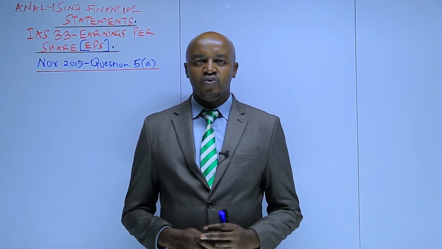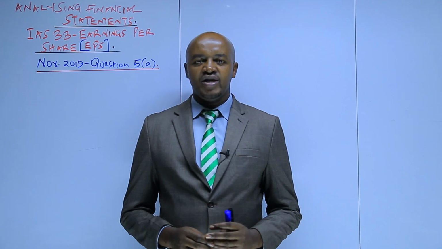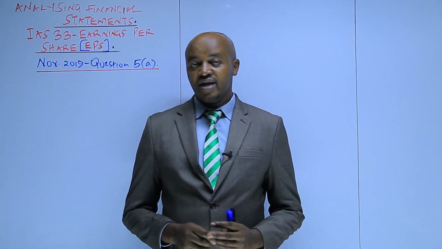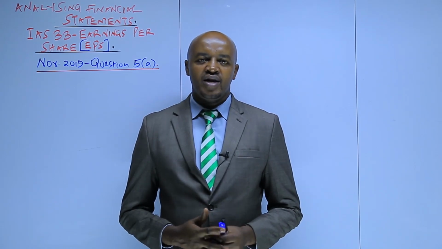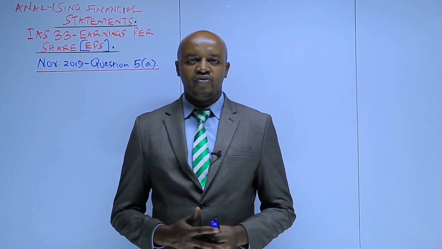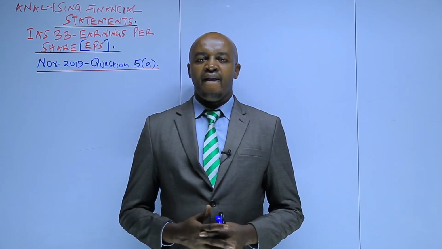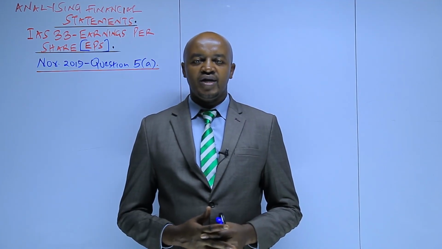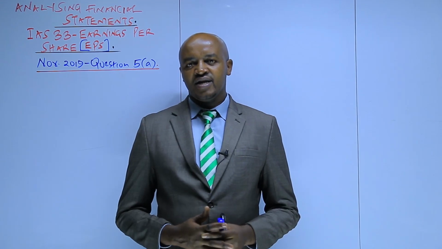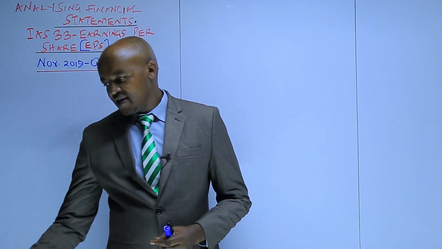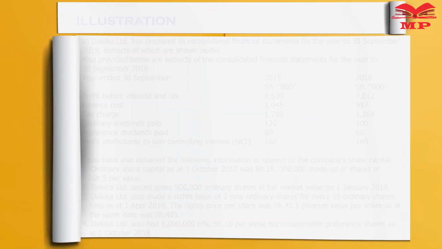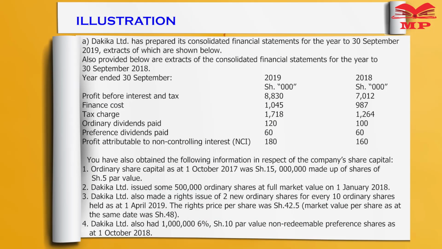In lesson number 2, we defined what is basic earnings per share, and looked at how basic earnings per share is computed, and also we discussed some of the reasons as to why the number of ordinary shares issued at the start of the year may change. So in this session, I want us to do an illustration question regarding the computation of basic earnings per share. That illustration question is based on a past paper question, November 2019, question number 5A. So we go through the question and then we see what the examiner was requiring.